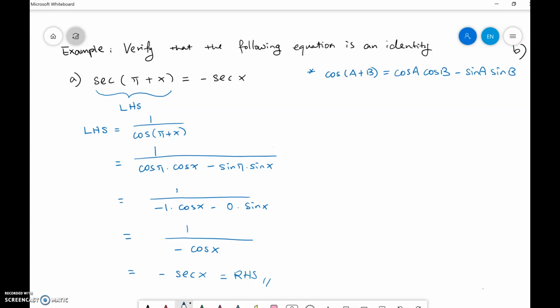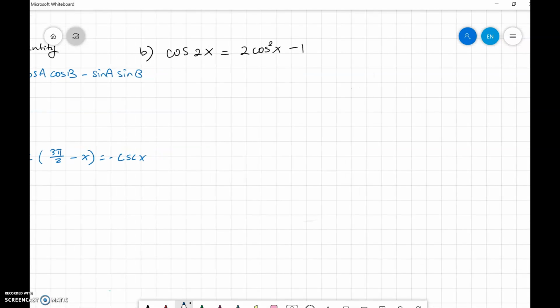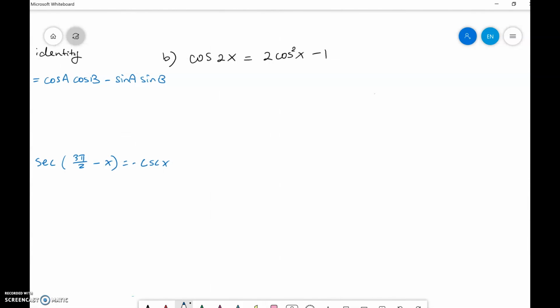Okay, so for this one, you can try to verify this identity: secant of 3 pi over 2 minus x equals negative cosecant of x. The next example I have is cosine of 2x equals 2 cosine squared x minus 1.